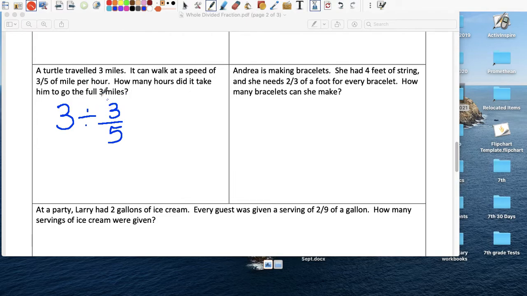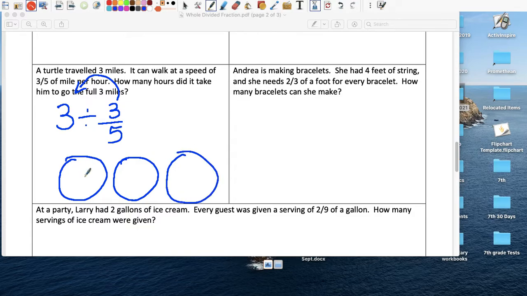So that's, okay, una tortuga quiso andar 3 millas y cada hora camina 3/5 de una milla. ¿Cuántas horas le duró para caminar las 3? Entonces, ¿cuántos de esos necesita para completar los 3? Okay, so 1, 2, 3. We gotta cut this in 5. So 5 es así, ¿no? Imaginen una persona saltando. So it's 3/5. So 3 pedacitos.